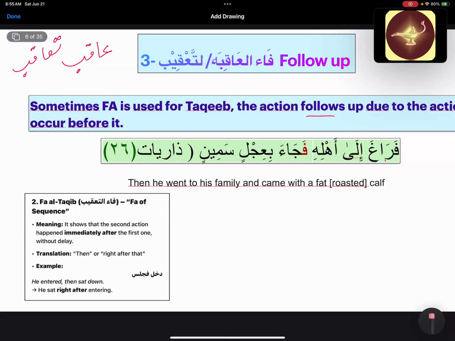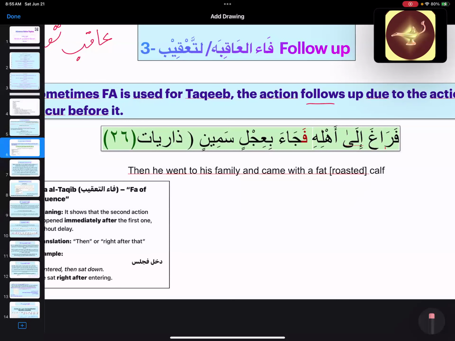Okay. I was looking at the definition: the action follows up due to the action before it. That's what I was thinking. No, it's saying because she cooked it, and when the food was cooked, right away he took it and served it to the guest. So these are the two incidents together. So that was Akiba.